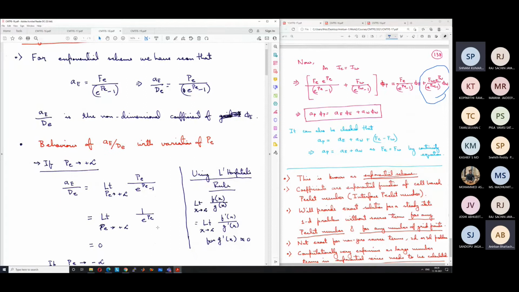So let us look at the limits. Peclet number tends to positive infinity.